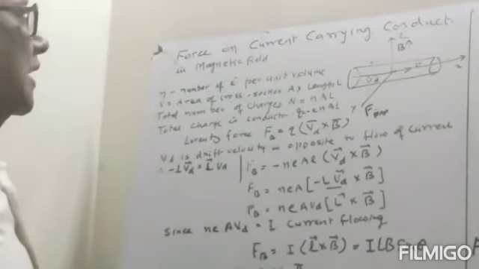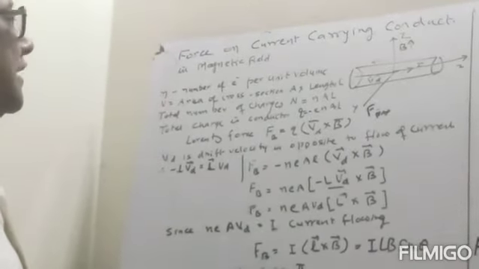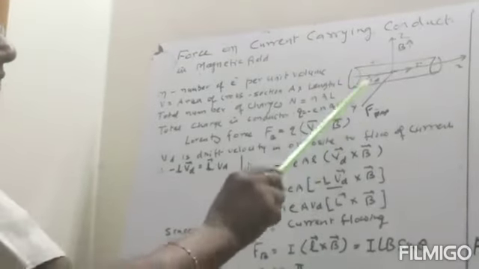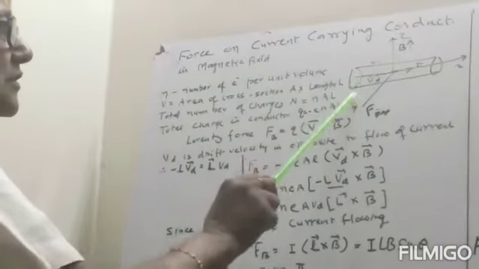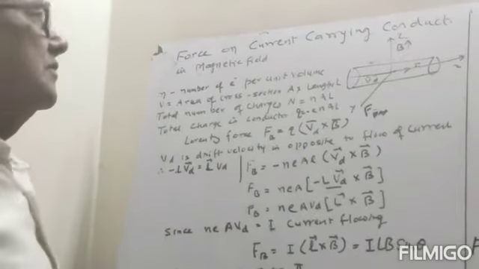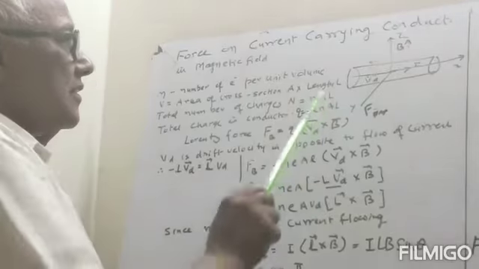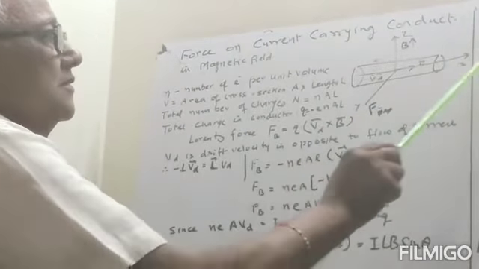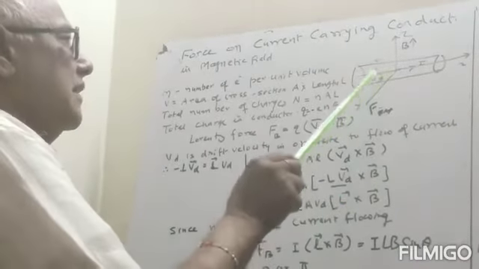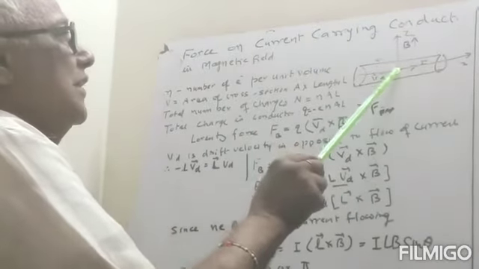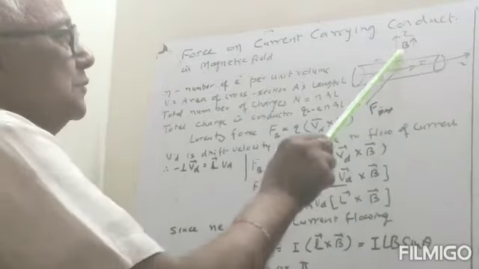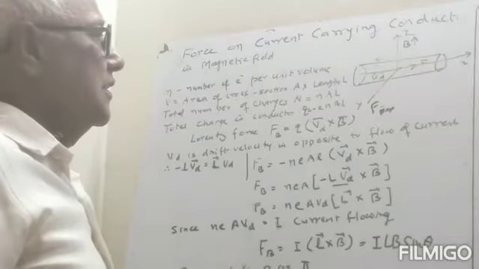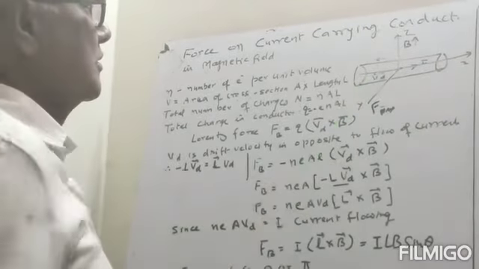Force on the current carrying conductor in a magnetic field. We are having a conductor whose length is capital L, area of cross section is capital A, and the current is flowing in the plus x direction. Here the magnetic field is in the z direction, which is perpendicular to the current, and we have to find what is the force on this conductor.